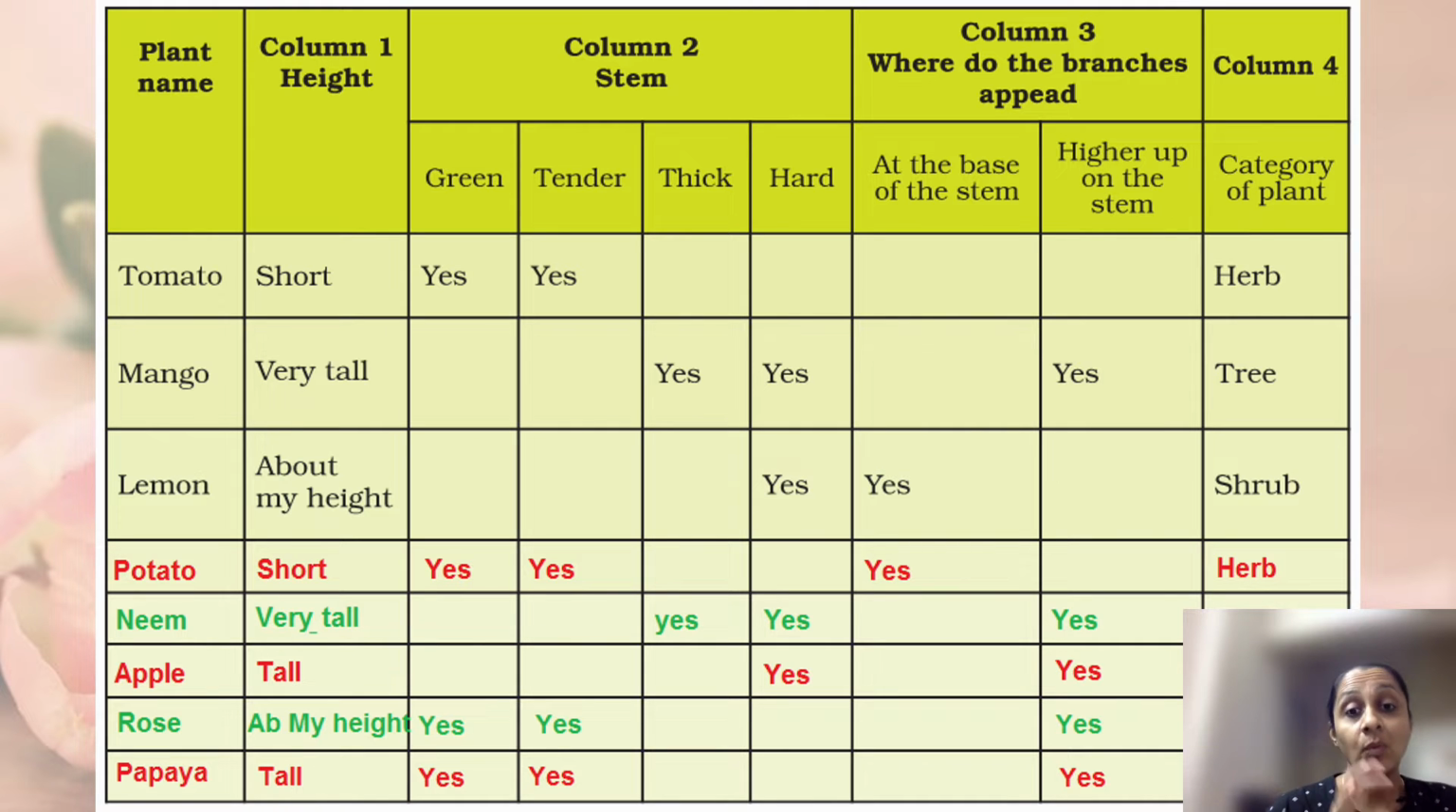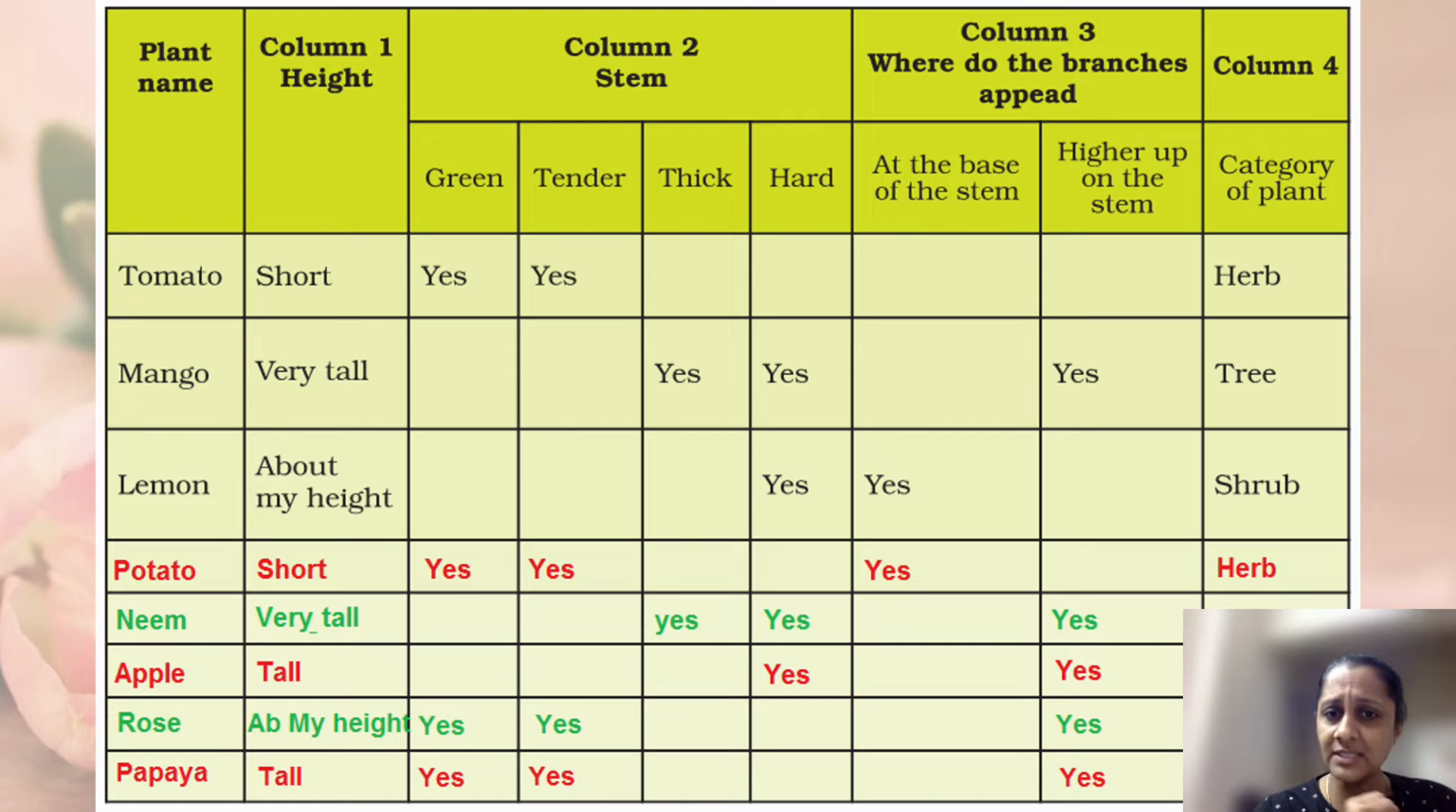So here, how is the stem? If you see a tomato plant, the height is going to be short, it is going to be green and tender. So stems are going to be green and tender, not thick and hard. And it is a herb. The same way mango is going to be a tree because it's very high and the stem is very thick and hard.